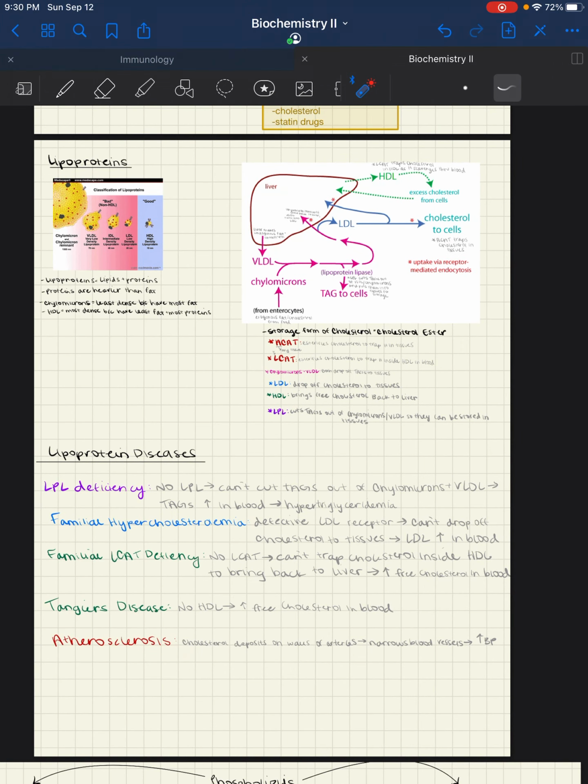Atherosclerosis is the last disease associated with lipoproteins. So when you have hypercholesterolemia, when you have high cholesterol levels in the blood, it'll deposit itself on the walls of your arteries, and it'll build up plaques. And that will narrow your blood vessels, and when a blood vessel is narrowed, your blood pressure increases. So I hope this made lipoproteins make a little more sense.